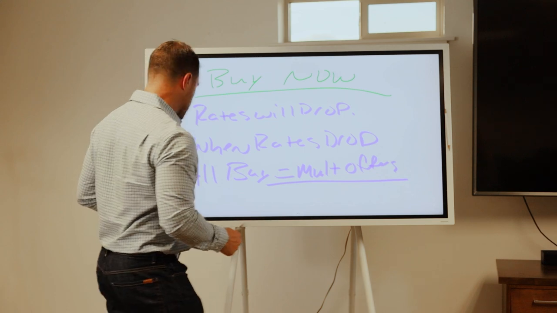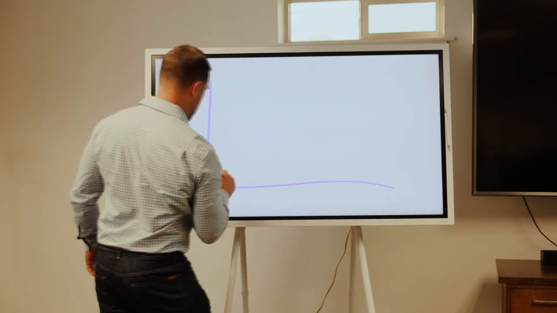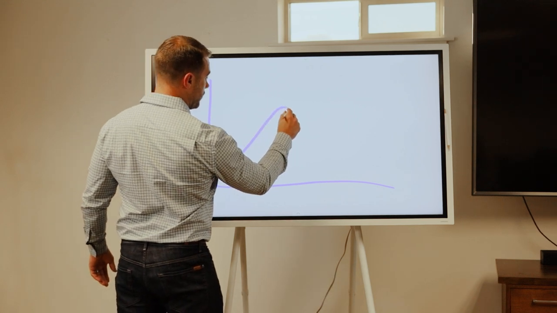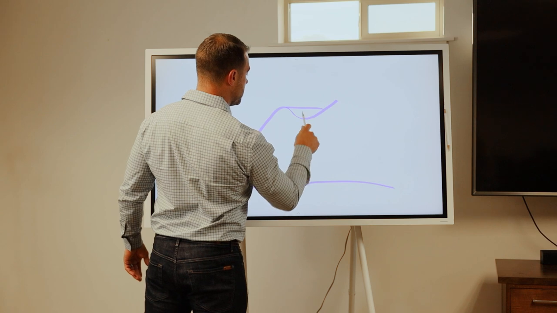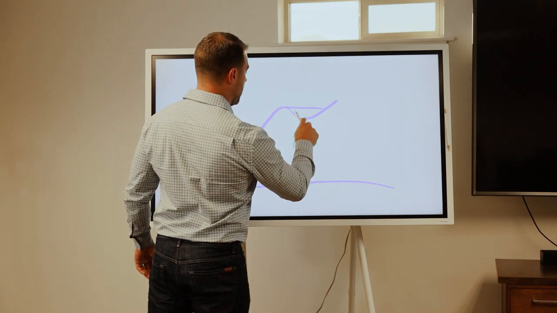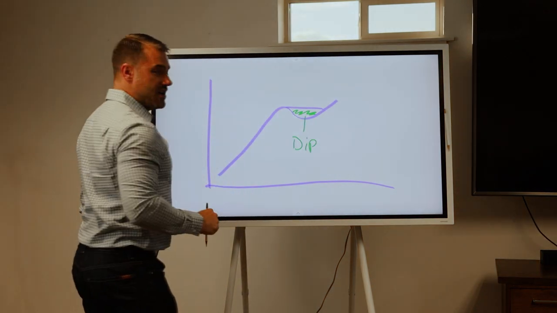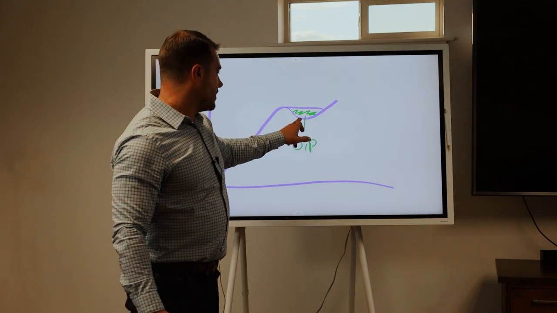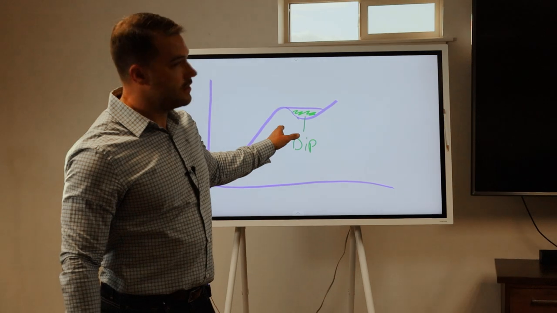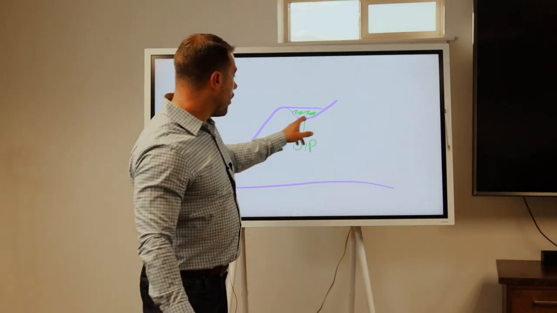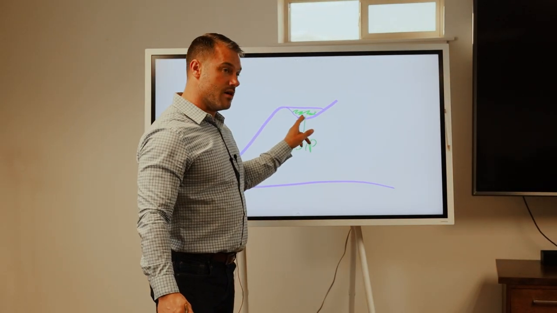So we're in this really unique situation where values went down and they're doing this right now. But eventually they're going to go back up. So this is the dip. This is where you want to buy, because that's when the rates were the highest. And are rates higher today than they were three weeks ago? They're lower. So we're past the bottom of the dip.